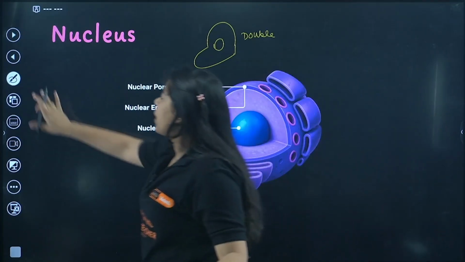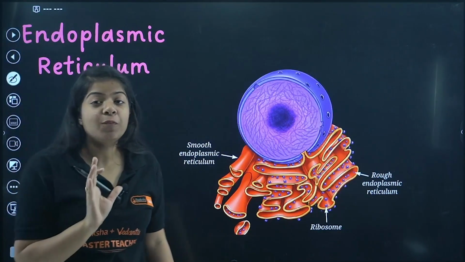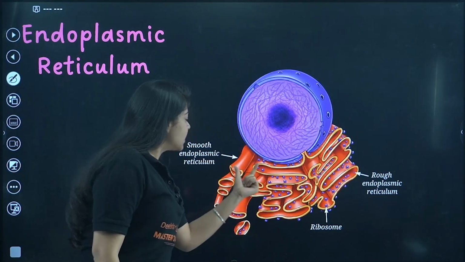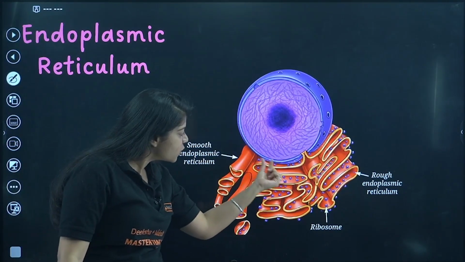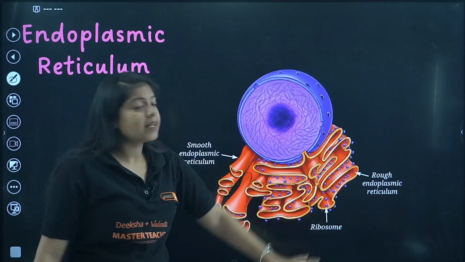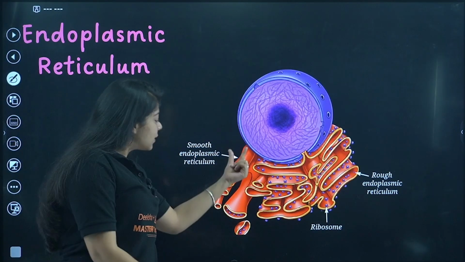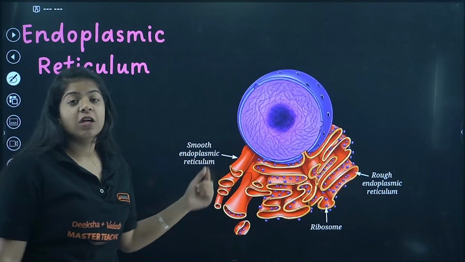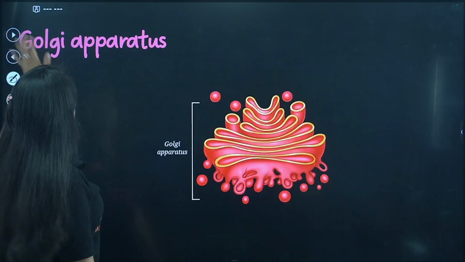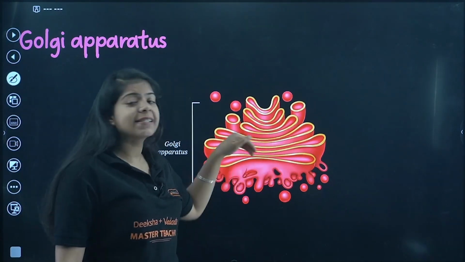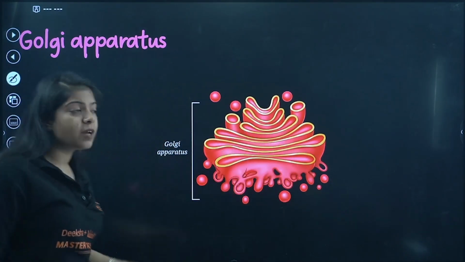Done. Then beta, moving on to next, we have endoplasmic reticulum. These are some folds, right? And see, there are some small dots on it. That is your rough endoplasmic reticulum. These dots are ribosomes. The part where they don't have the small dots is the smooth endoplasmic reticulum. Then beta, we have Golgi apparatus, again sac-like structures. These are called Golgi apparatus.